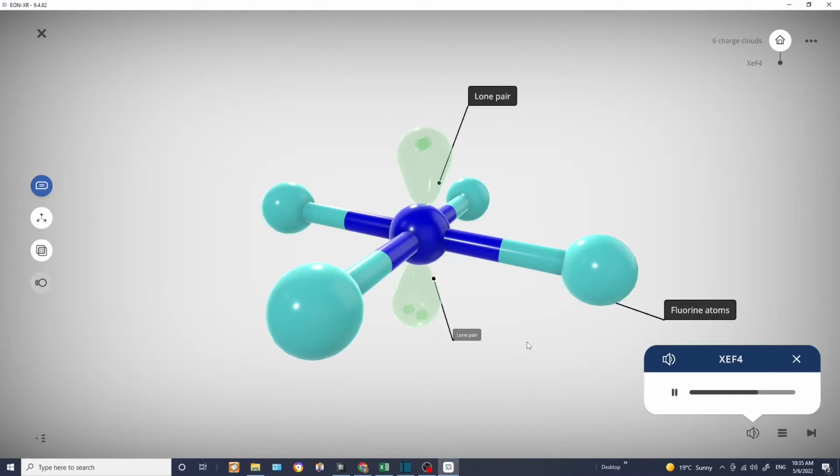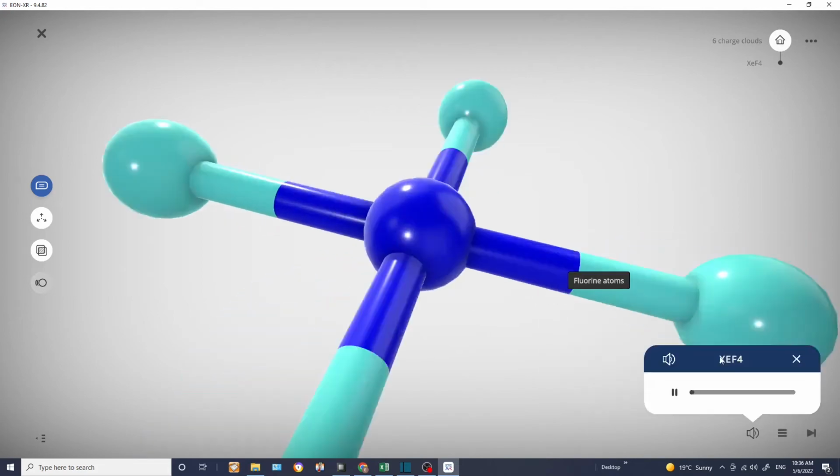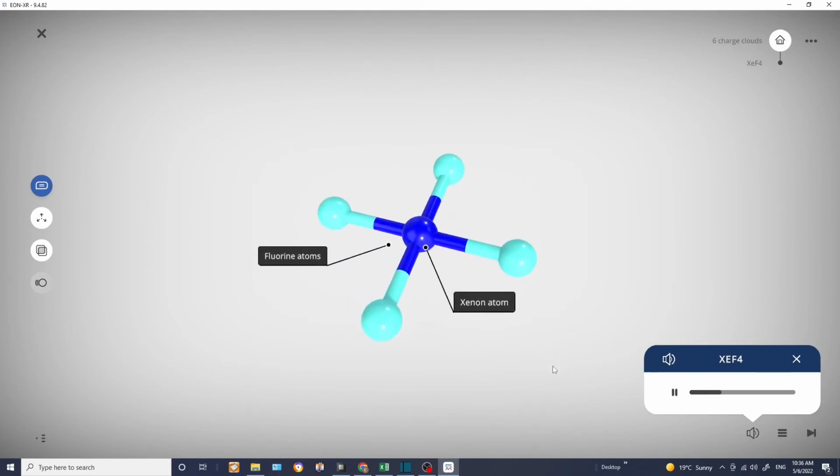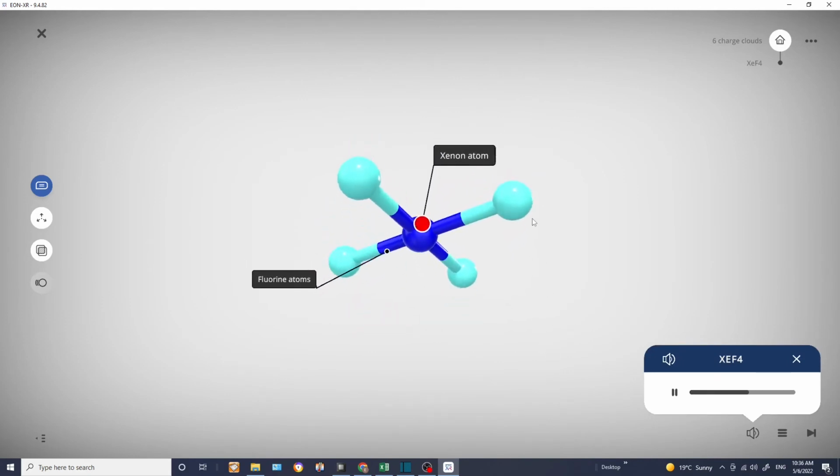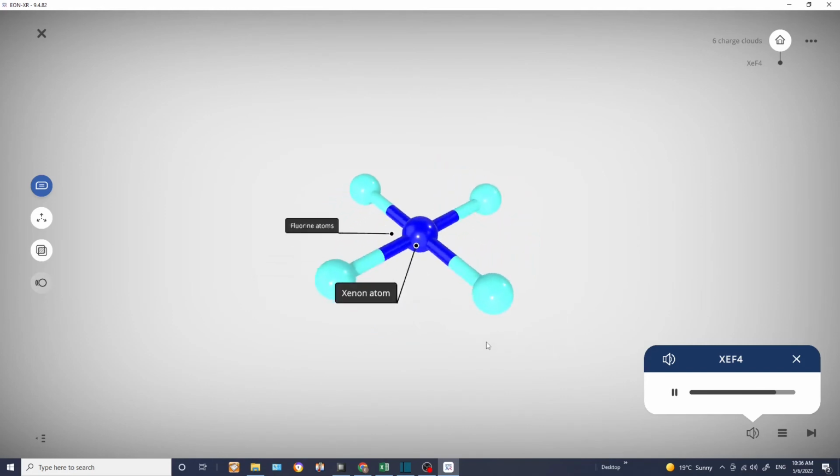If those lone pairs were not present, we would have ended up with a tetrahedral geometry. So it's very important to consider the lone pairs because they influence your molecular geometry. So the procedure is always to first get your number of charge clouds, you get your electronic structure, which is octahedral in this case, and then from the electronic structure you deduce your molecular structure, which is square planar. Over here, the molecule is shown without the two lone pairs, and the molecular geometry is square planar.